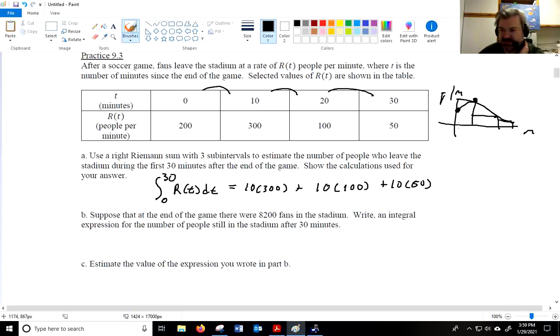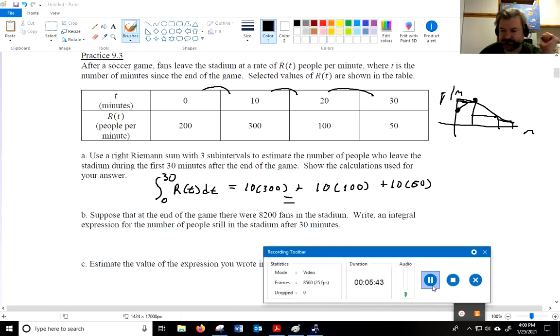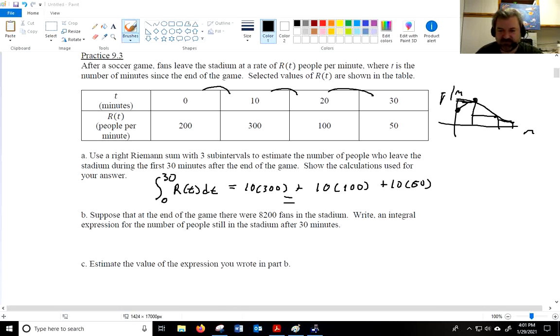When you multiply the change in minutes times the number of people per minute, minutes is just people. Integrating takes away a per, typically. All right, well, so let's add these up. Well, this is 3,000 plus 1,000 plus 500. So 4,500 people is what it looks like. 4,500 people have left the game.